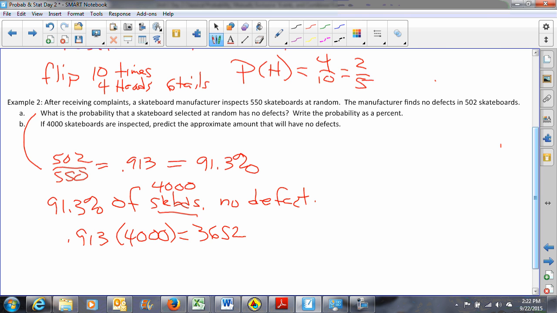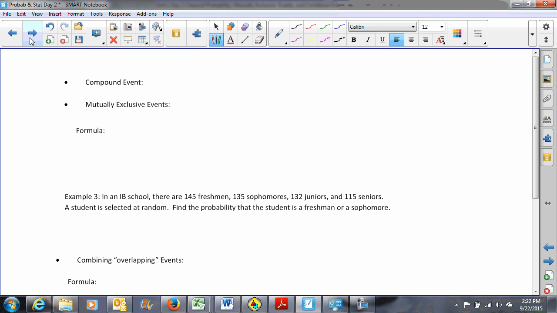All right. Now, sometimes we have compound events. Compound events are events that say, okay, we're going to roll a die, for example, and we're going to flip a coin. Now, what's the probability of getting a number less than 3 on the die and a head on the coin? That would be a compound event. We would be doing 2 things.